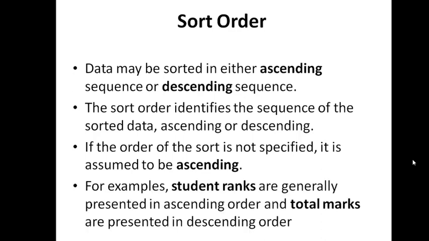For example, whenever we want to sort the ranks of students, we generally go by ascending order, because the lowest value is the best performance, and the next lowest value is second best, and so on. Whereas if you want to sort the total marks of students, then we will go by the descending order. The maximum total is the highest, and then it goes on in this order. So which order we want to sort in is determined by the application where we want to do the sorting.